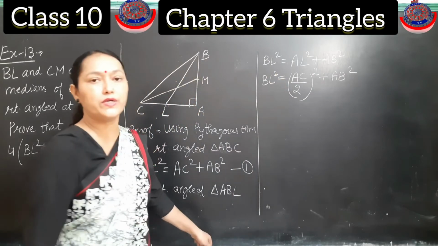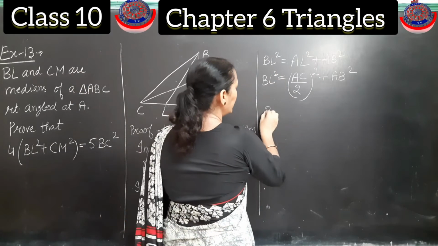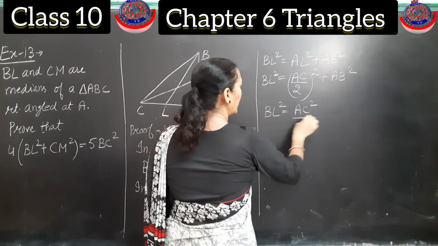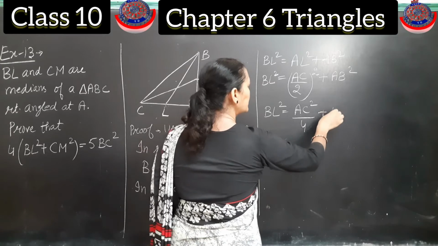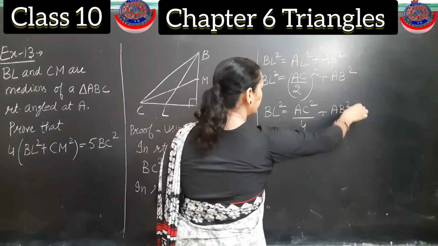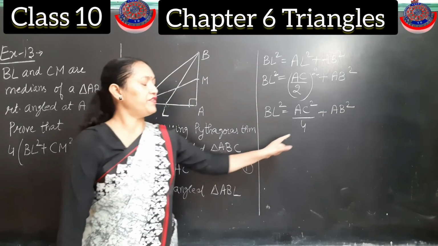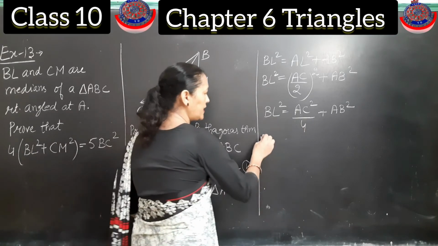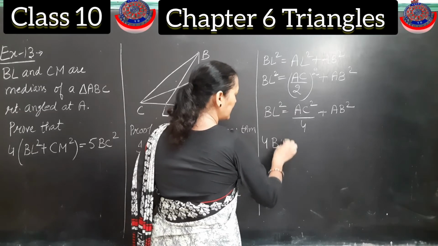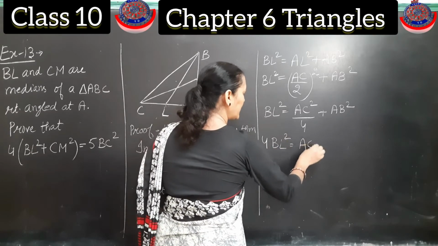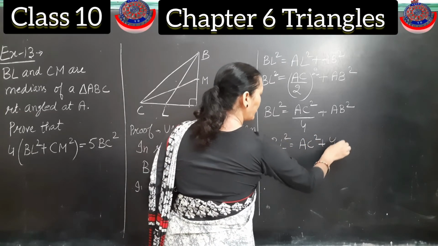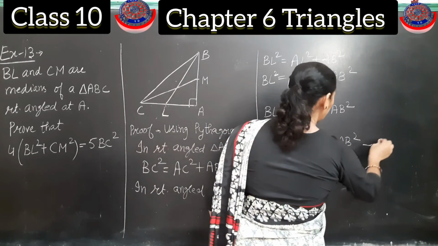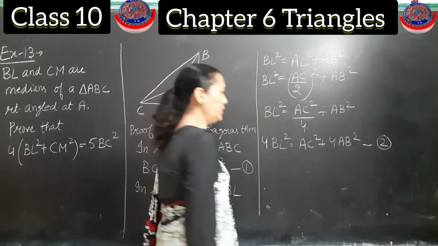Now if we open the square, we will get BL square is equal to AC square upon 4 plus AB square. If we take LCM, this 4 will be shifted this side. 4 BL square is equal to AC square plus 4 times AB square. That will be equation number 2.